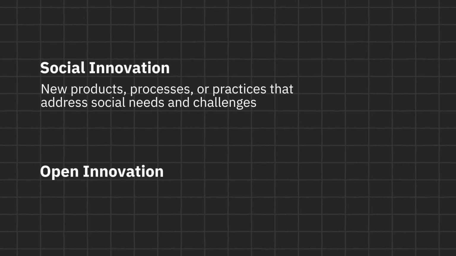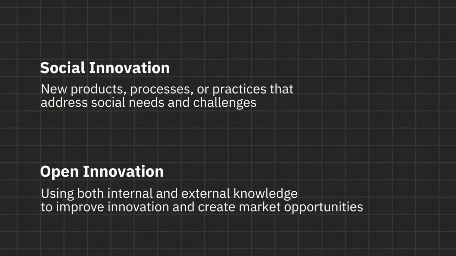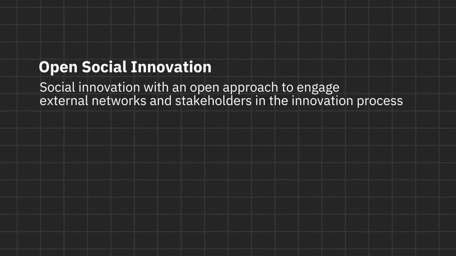Open innovation is about using both internal and external knowledge to improve innovation and create market opportunities. But it's not intrinsically social. The social benefits are not the main focus of open innovation, which is more focused on business and strategic goals. So Open Social Innovation, OSI, brings these two concepts together. It means a social innovation with an open approach to engage external networks and stakeholders in the innovation process.